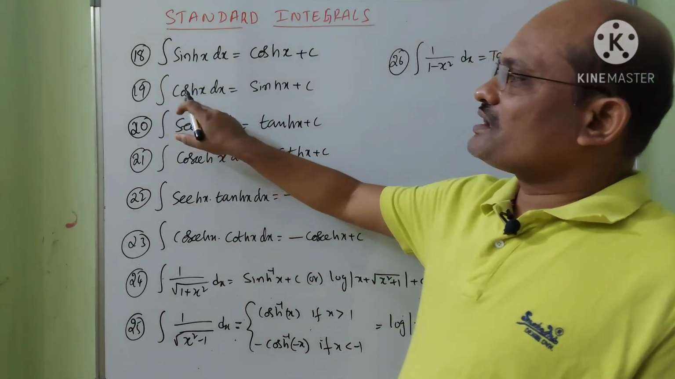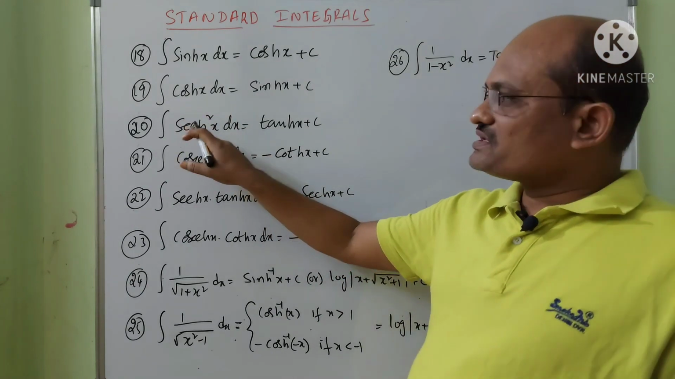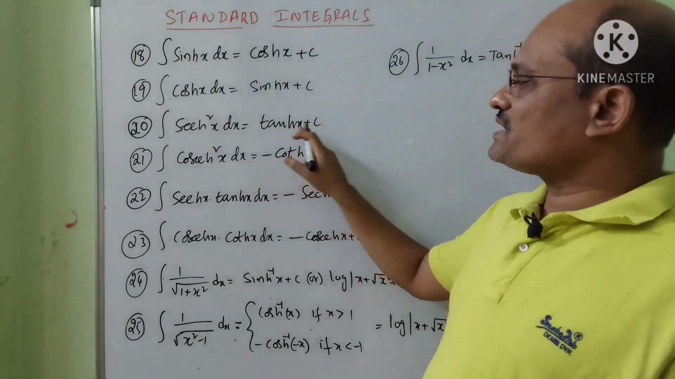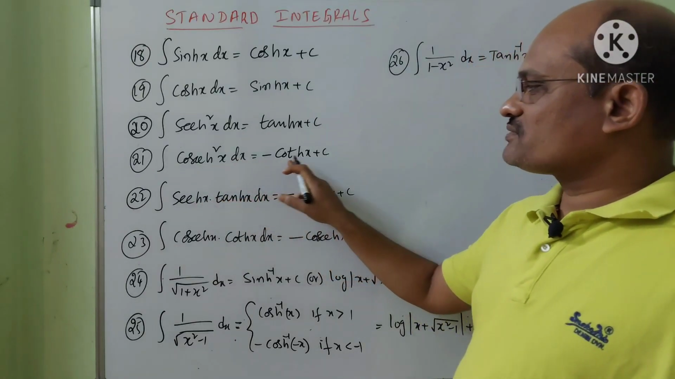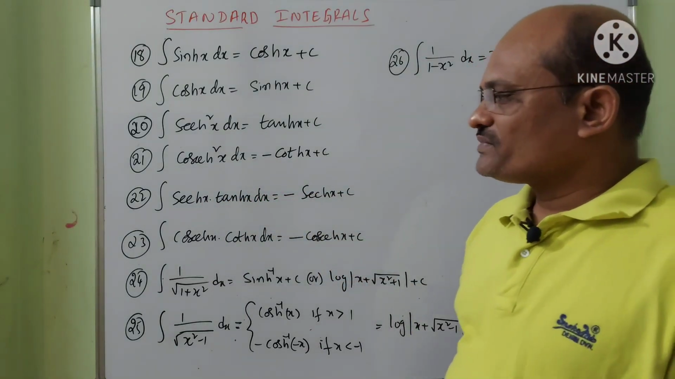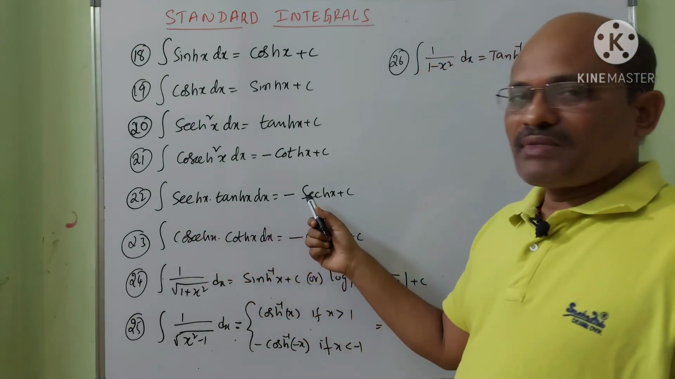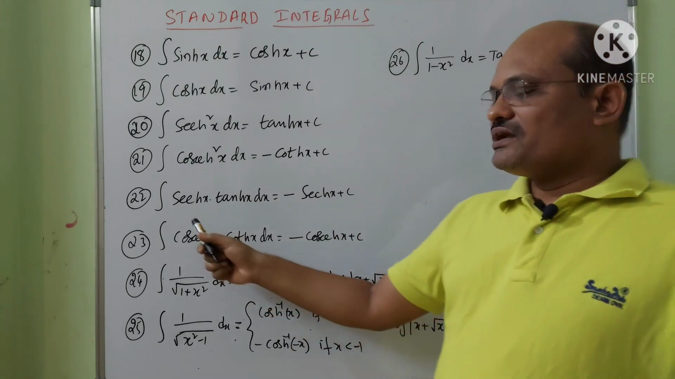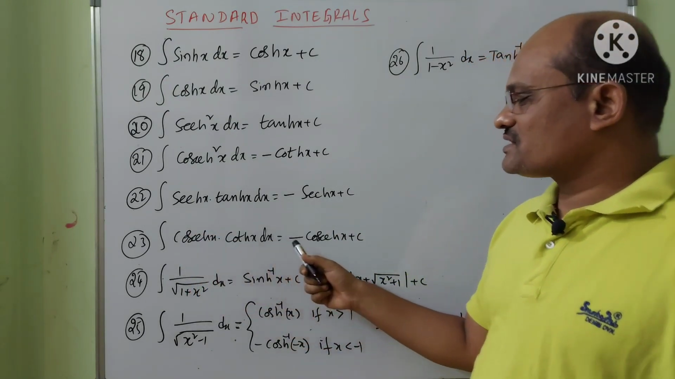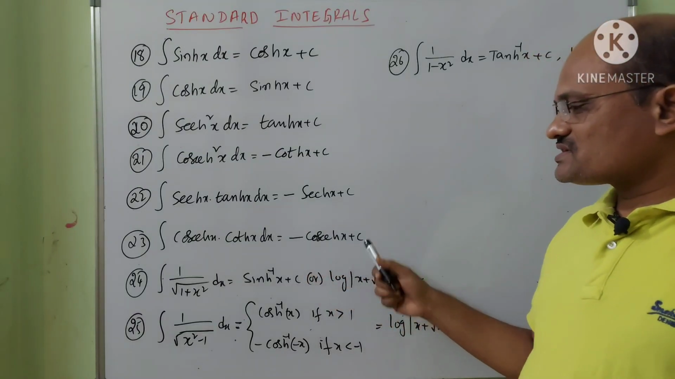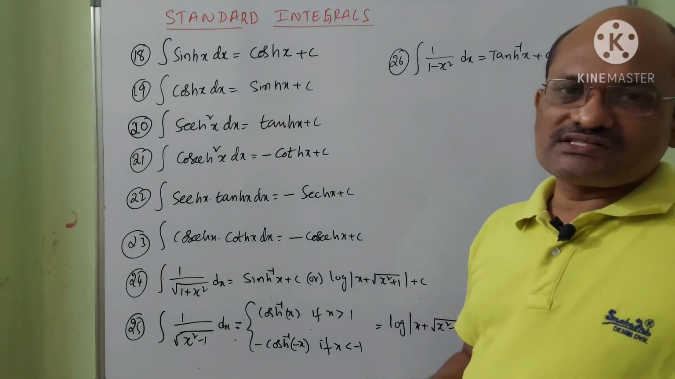Like that, integral of cos hx dx equal to sin hx plus c. Integral of secant h square x dx equal to tan hx plus c. Integral of cosecant h square x dx equal to minus cot hx plus c. Integral of secant hx into tan hx dx equal to minus secant hx plus c. Integral of cosecant hx into cot hx dx equal to minus cosecant hx plus c. These are the formulas relating to hyperbolic functions.